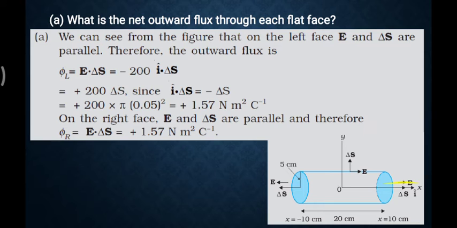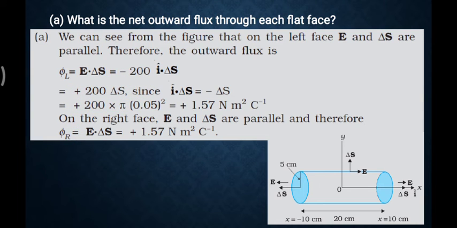Obviously, because we are indicating the minus sign, there is a minus in this one. And the surface element in this direction, as we know the surface element direction, they make an angle of 180, and cos 180 is minus 1, and then minus is already present, so it becomes plus.